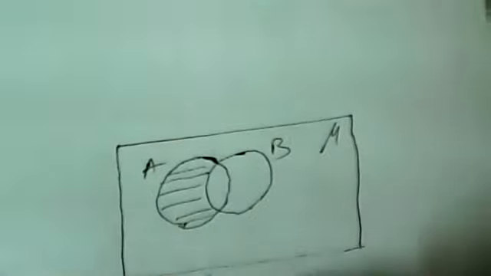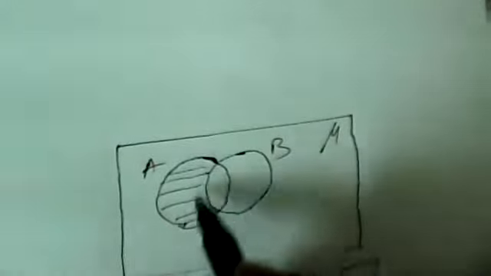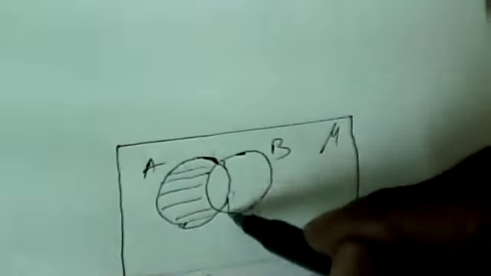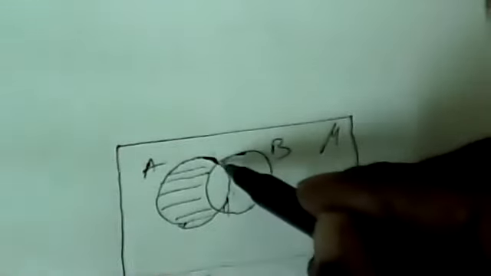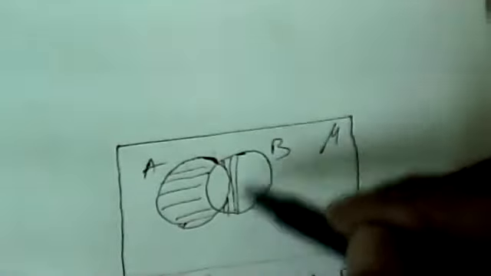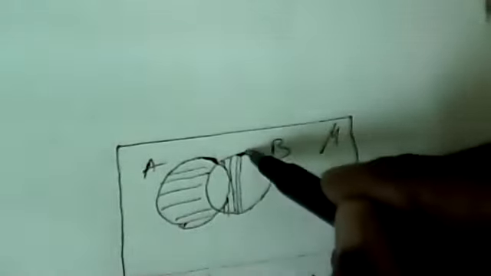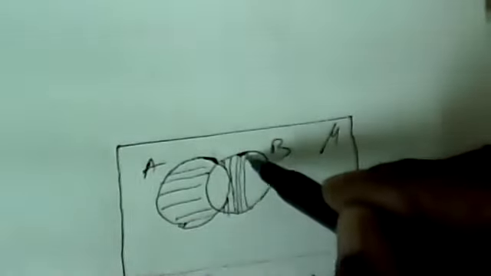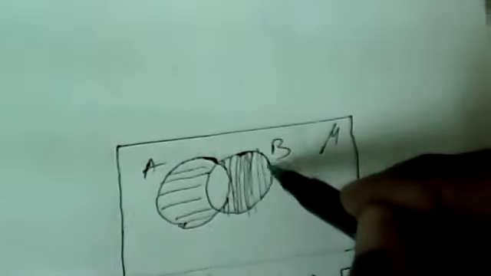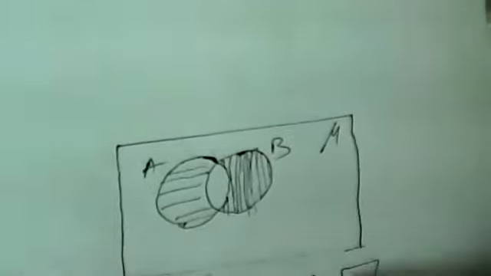Now we take B minus A. सेट B में से A को निकाल लेते हैं पूरा को. So we shade it by vertical lines. These are the vertical lines. This is the shaded region, vertically shaded region. This is your B minus A. Clear or not? So B minus A is vertically shaded lines.